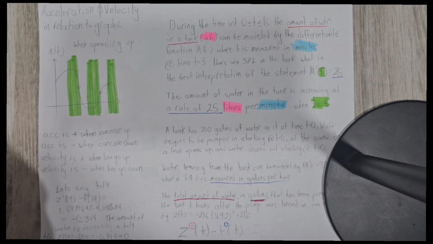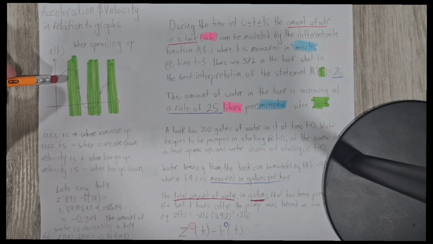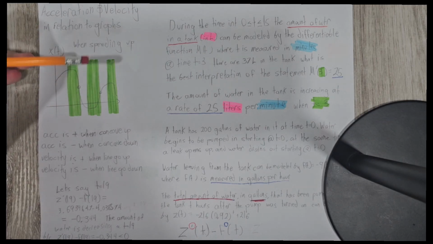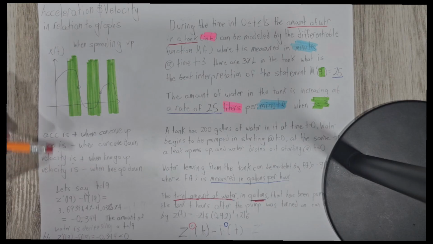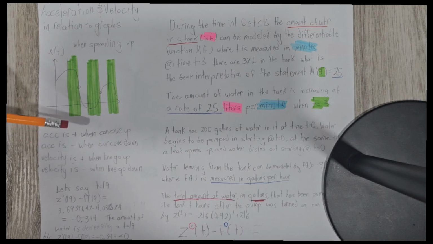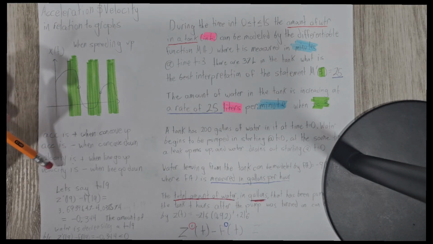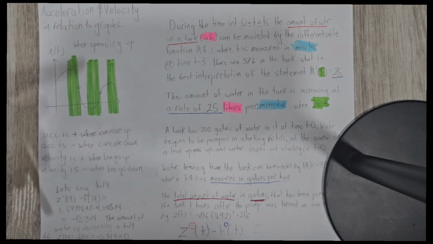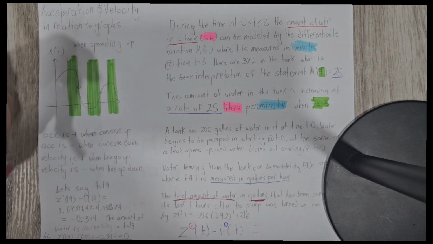Okay, acceleration and velocity in relation to graphs is a little bit different, right? So I have it shown right here whether it's speeding up or not speeding up, but these are the most important rules to remember, these four. Acceleration is positive when it's concave up, acceleration is negative when it's concave down, velocity is positive when the line goes up, and velocity is negative when the line goes down.